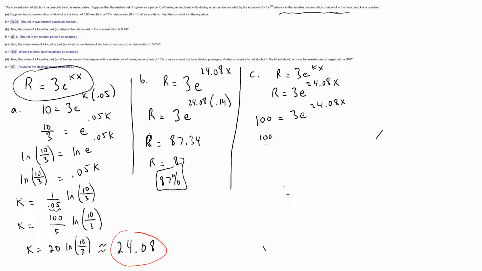So first we'll divide by 3. And after I divide by 3, I'll be able to natural log both sides. We're natural logging both sides in order to get rid of the e. And so on the right side, the natural log and the e cancel, so we get 24.08x. And on the left side, we have natural log of 10 over 3.